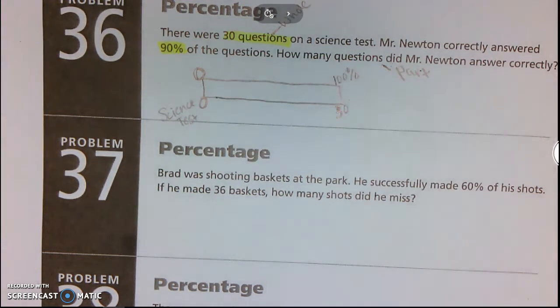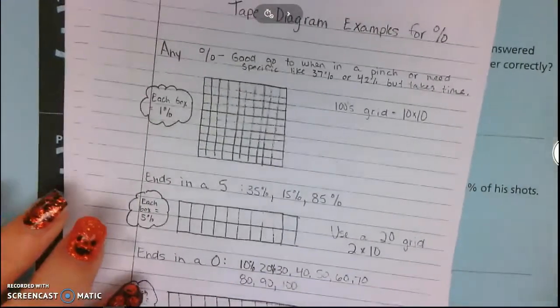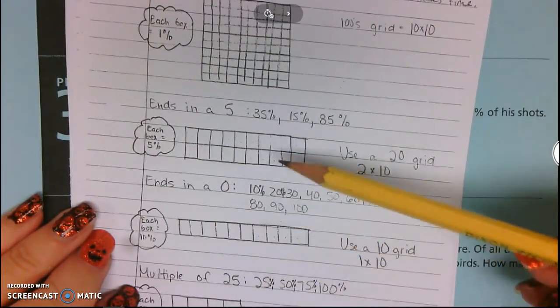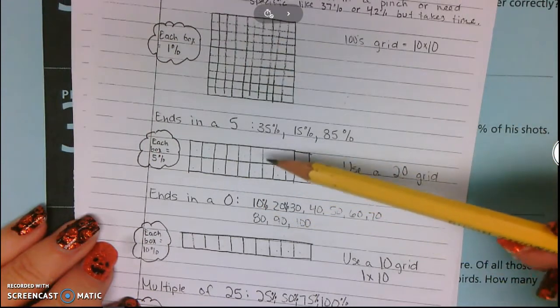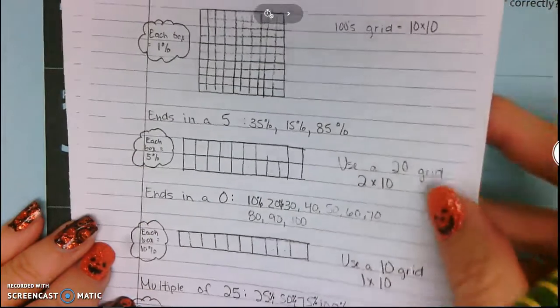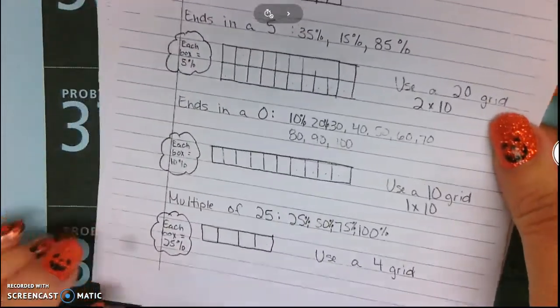In Mrs. Crohn's class and my class, we put this page in our math notebooks, and that can help you to see what you need to break your tape diagram into, depending on which percentage you need. Miss Graves' class, we will glue this in your math notebooks on Monday.